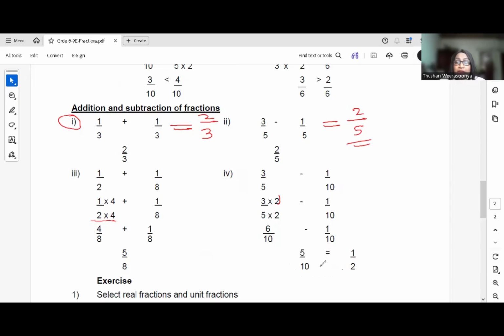When you have a simplifiable answer, now 5 over 10, you can simplify this. Divide by 5. Divide by 5. Then you write the equivalent fraction of this in its smallest version. Always check the final answer whether it's simplifiable further. If it is simplifiable further, just simplify and keep the final answer. In the exam, 1 mark is reduced if you don't simplify. I assume you can understand.